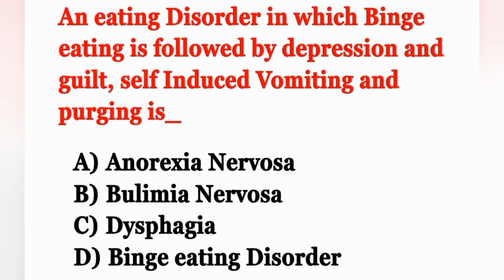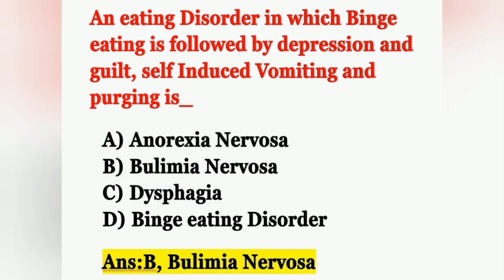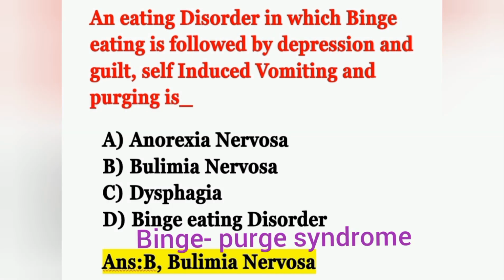The next question, an eating disorder in which binge eating is followed by depression and guilt, self-induced vomiting and purging is known as? Option A anorexia nervosa, option B bulimia nervosa, option C dysphagia, option D binge eating disorder. Correct answer is bulimia nervosa.